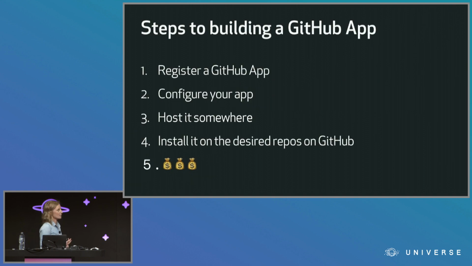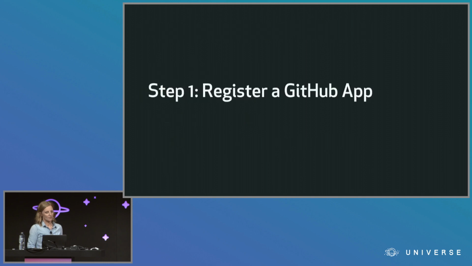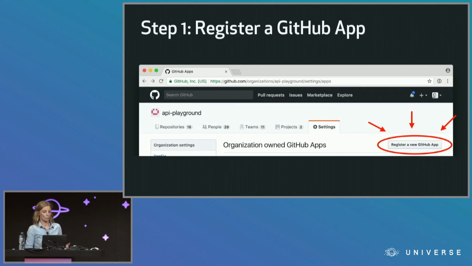So there's a few steps to building a GitHub app. To start with, you need to create it, register it on GitHub. So in your settings page, there's a button to register a new app. If you do this from your organization settings page, that app would be owned by the organization. And if you do it from your personal developer settings page, that would be owned by yourself.